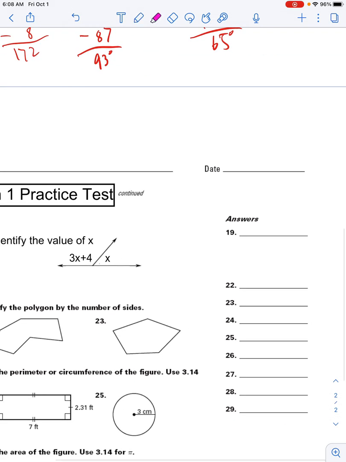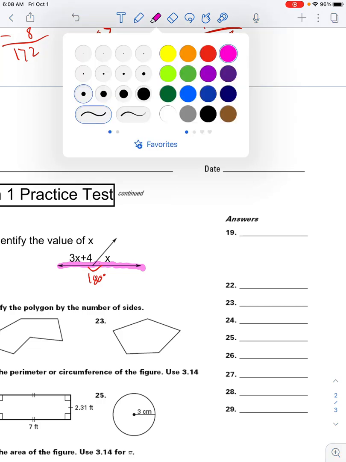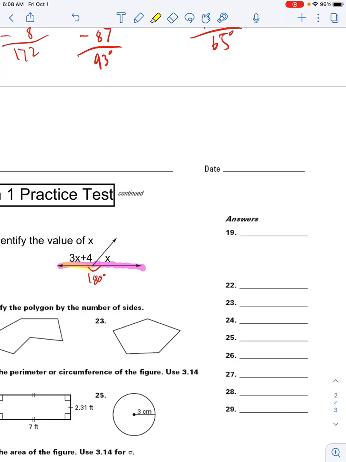Identify the value of x. Okay, so I can tell that, hey, this is a straight line, and straight lines always have degree measures of 180. So if I take my little angle plus my other little angle, it's going to equal my big angle, which is 180. So I'm going to say 3x plus 4, little angle, plus little angle equals big angle.